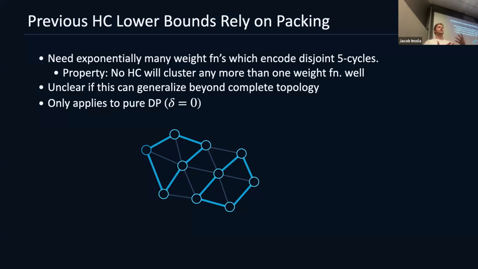And this is unclear. It's unclear if this technique can generalize past the complete topology, because every one of the weight functions in this class is going to use all of the edges. Or not all of the edges, but if you take the union, then you have to use all the edges in the graph. And it also only applies to pure differential privacy. So we wanted to improve both of these things: go to approximate DP and generalize past the complete graph.